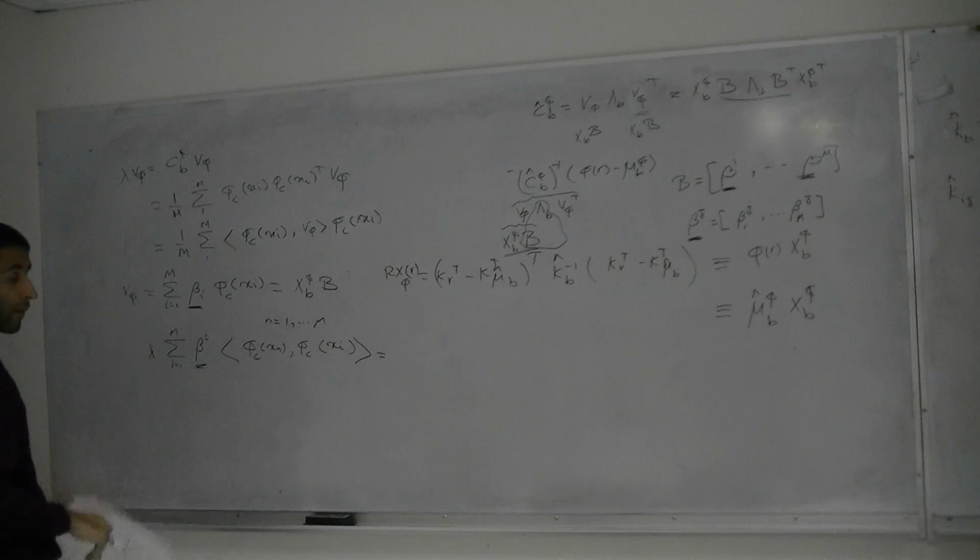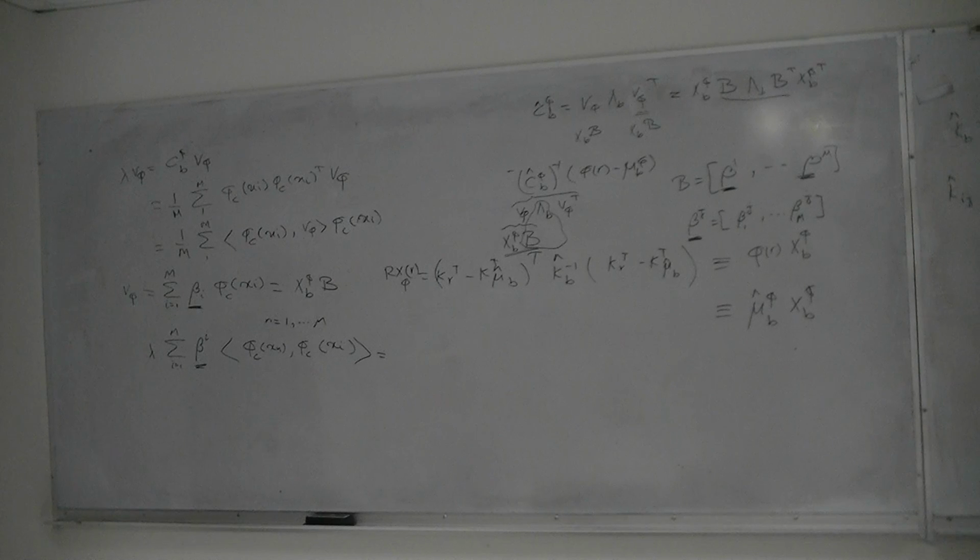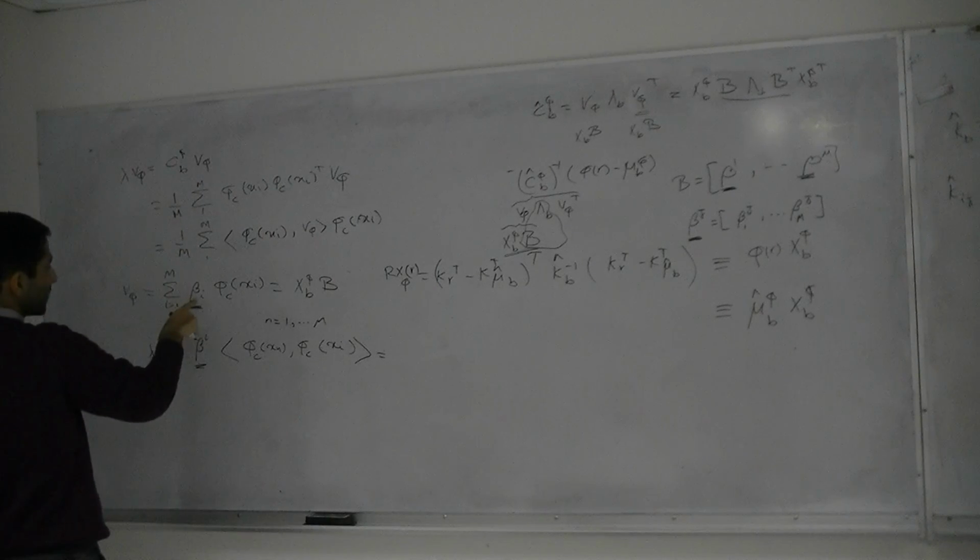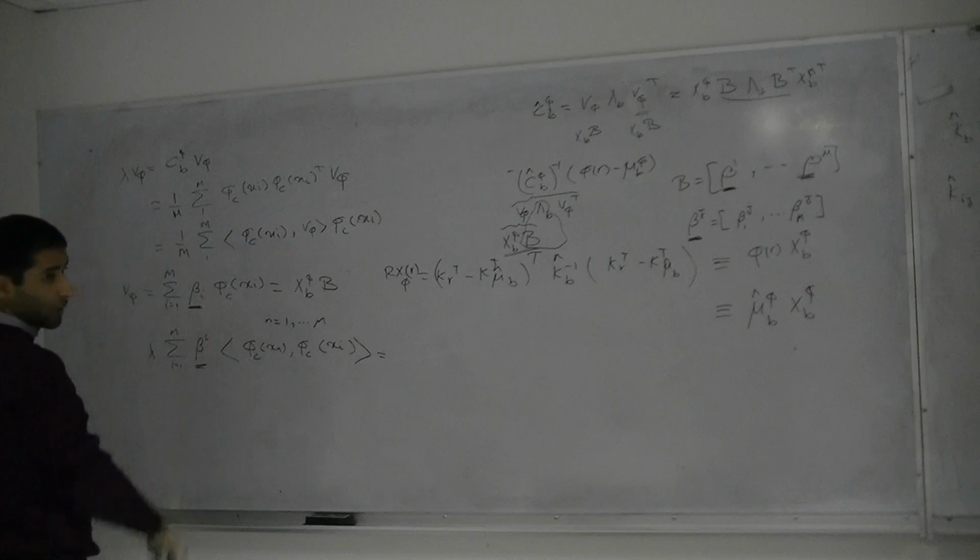How do you get the first beta_i? v phi is the multiplication of beta_i to phi x_i. Okay.